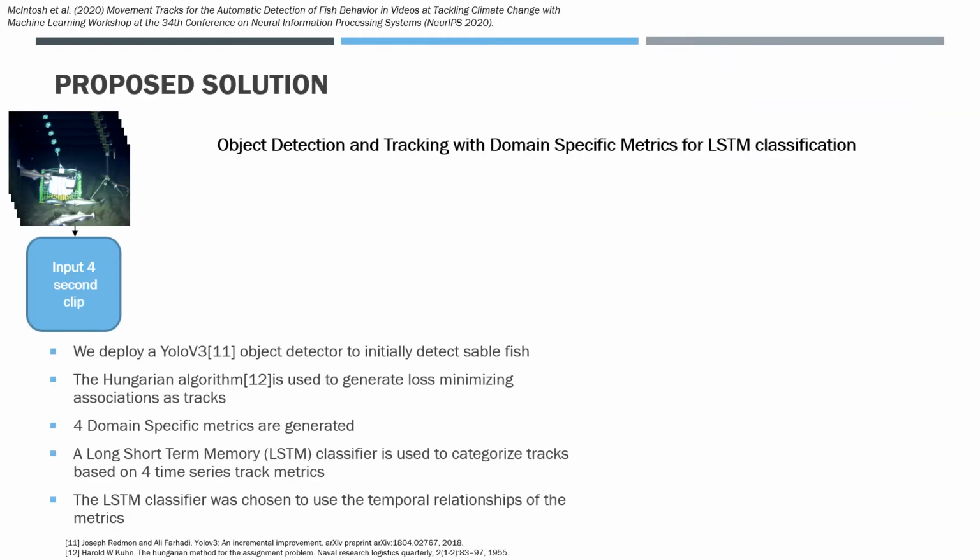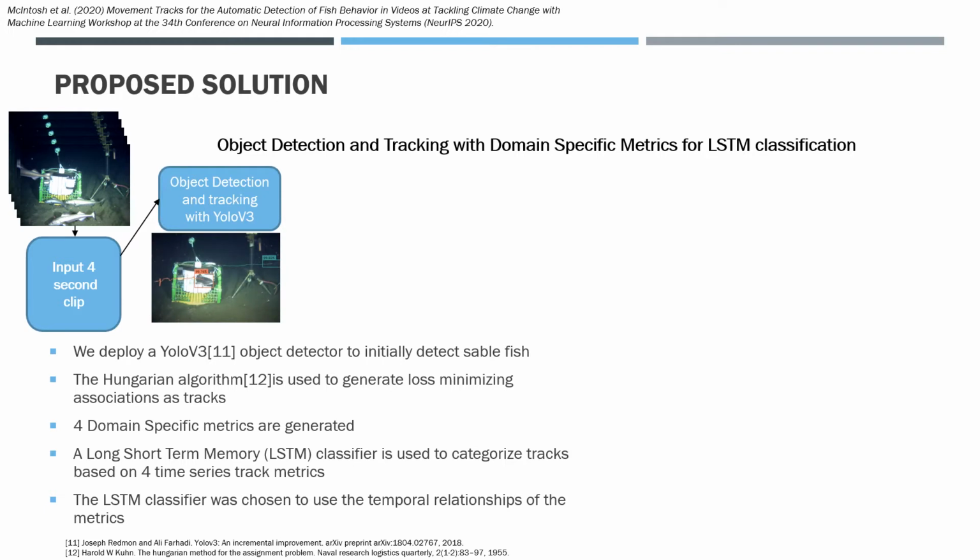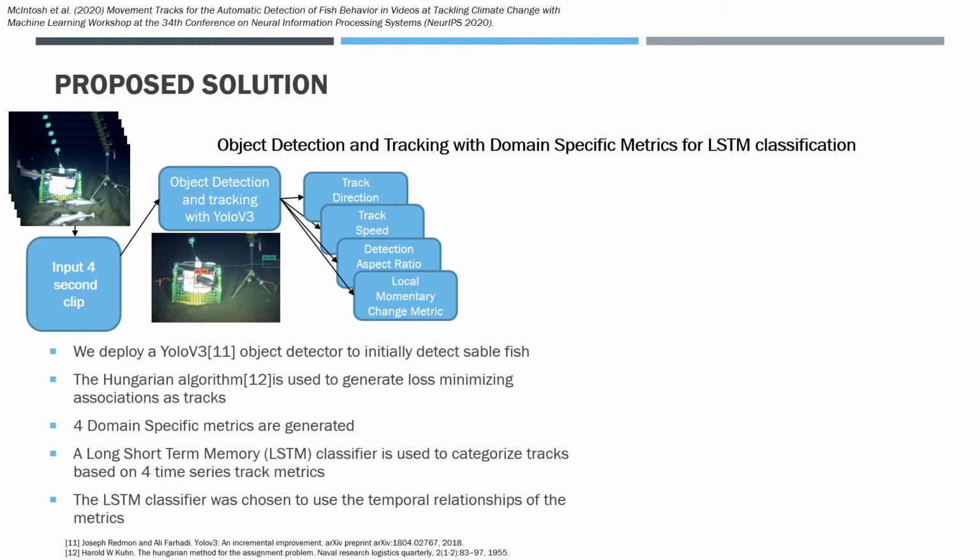Our proposed method first takes in 4-second clips of video at 10 frames per second. Object tracking for the sablefish class is then performed using a fine-tuned YOLO v3 detector. Associations are then made using a cost-minimizing Hungarian algorithm based on detection centers. Tracks of less than 2 seconds are omitted as they contain too little temporal context. Then, 4 domain-specific metrics are generated to constrain classification of the behavior.